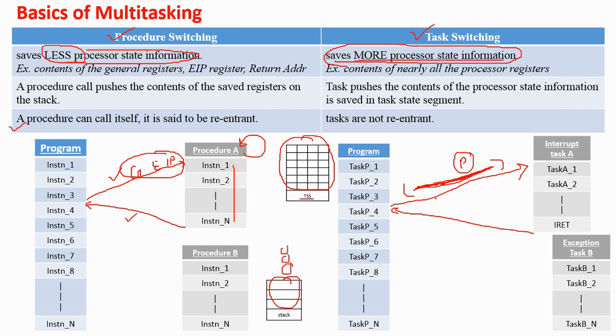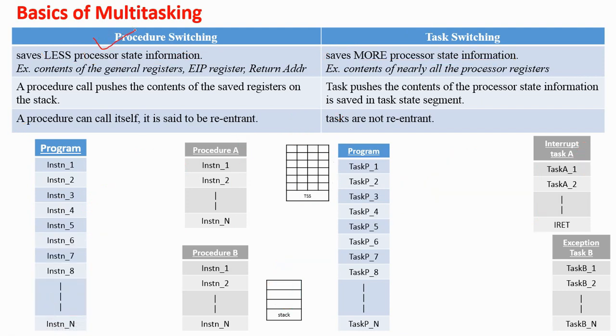Now here, during task switching, the tasks are not re-entrant because lots of information is already to be saved. If all that information were saved again and again, and tasks were re-entrant, then lots of memory would get consumed. So tasks are not re-entrant. Once a task is called, it has to complete and return back. Then and only then the next task will be called, or the same task will be called after completion of the task. So this is the discussion related to procedure switching and task switching.